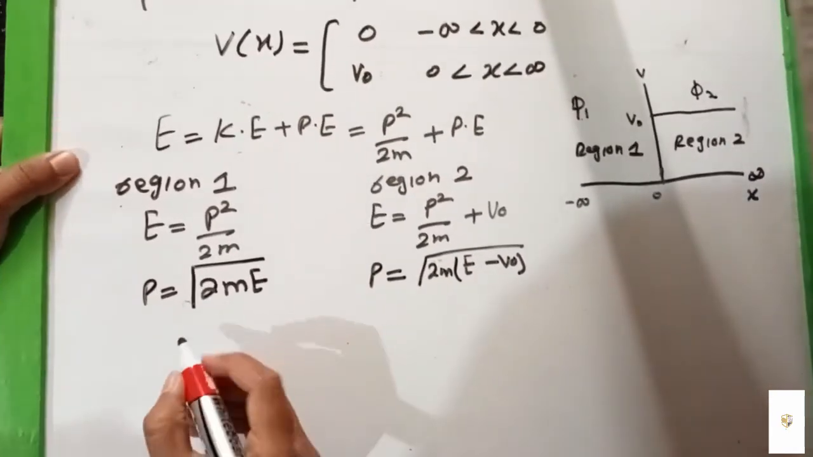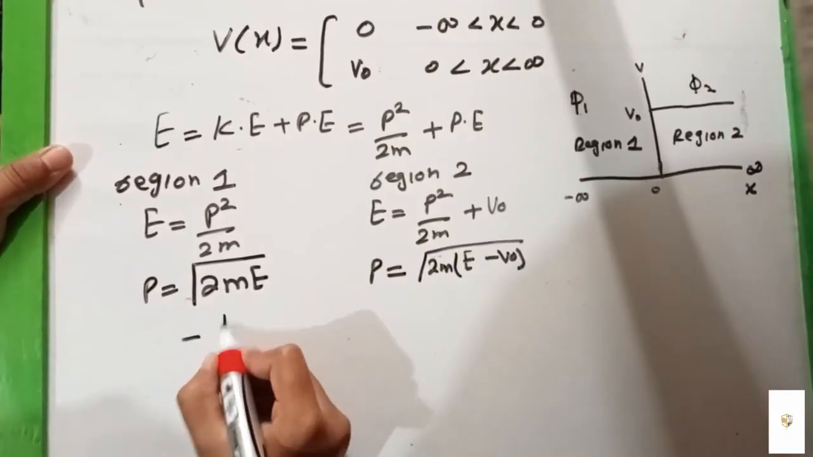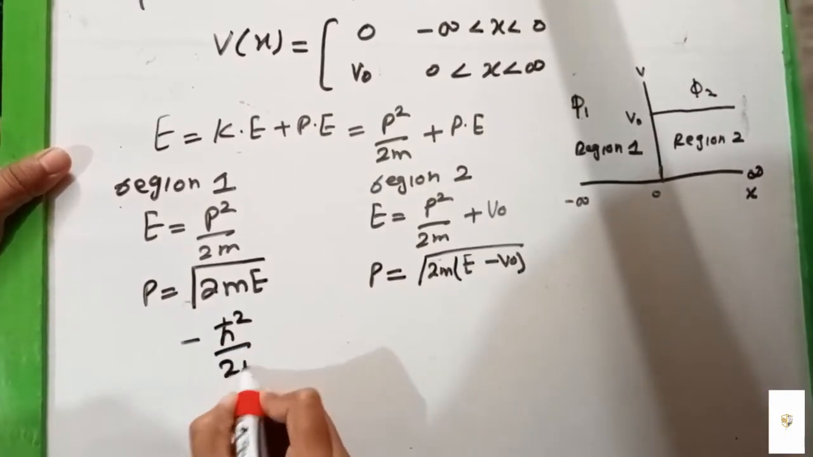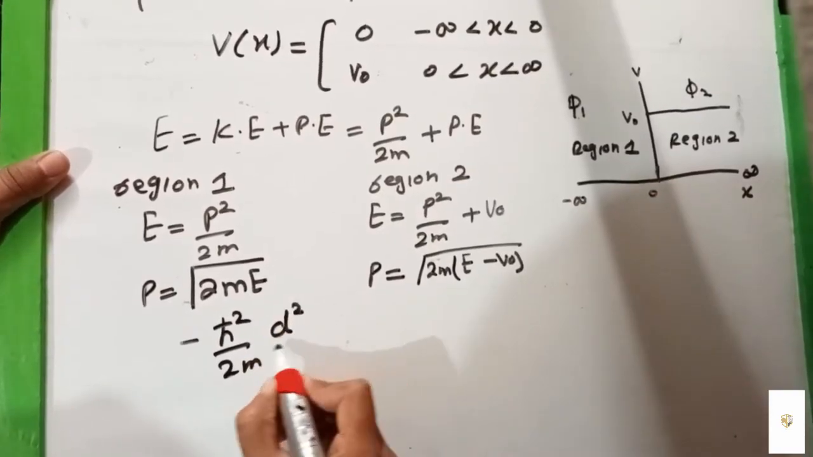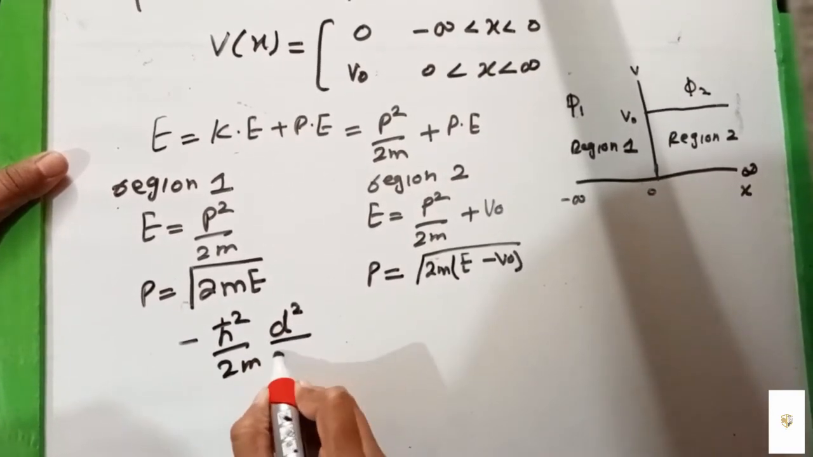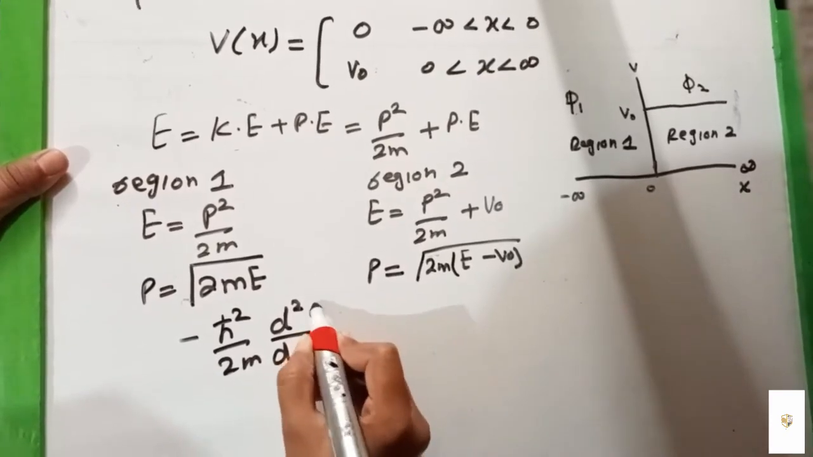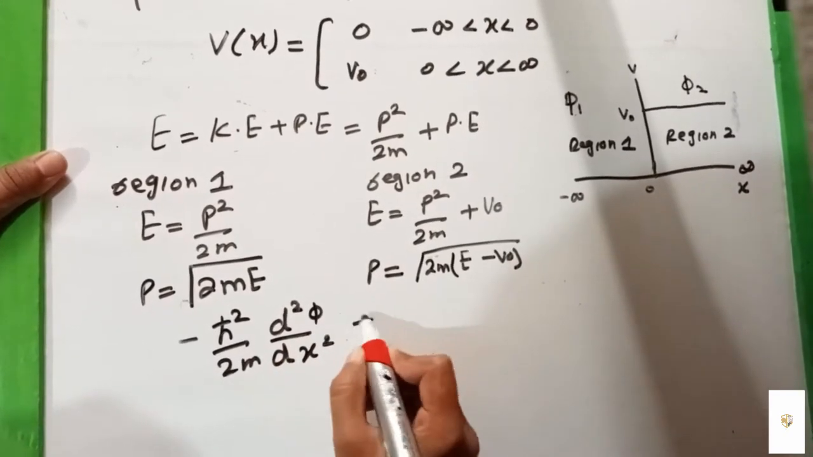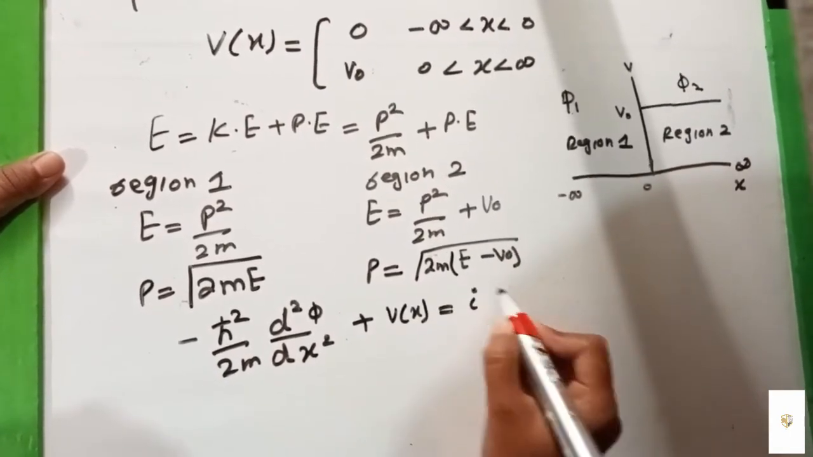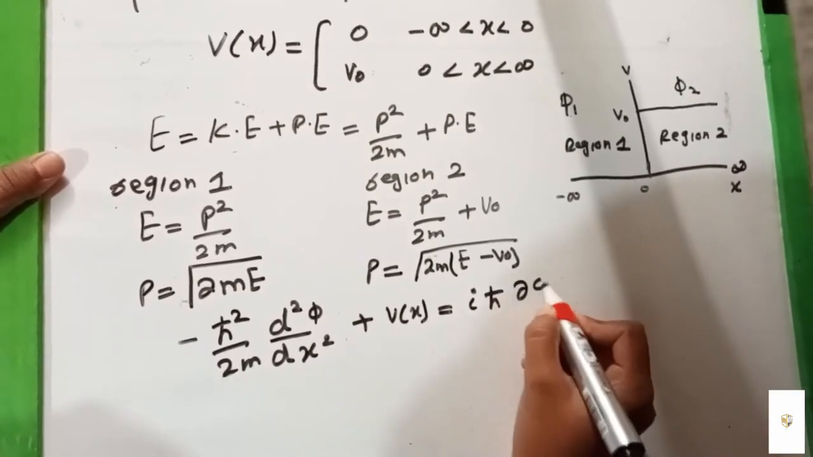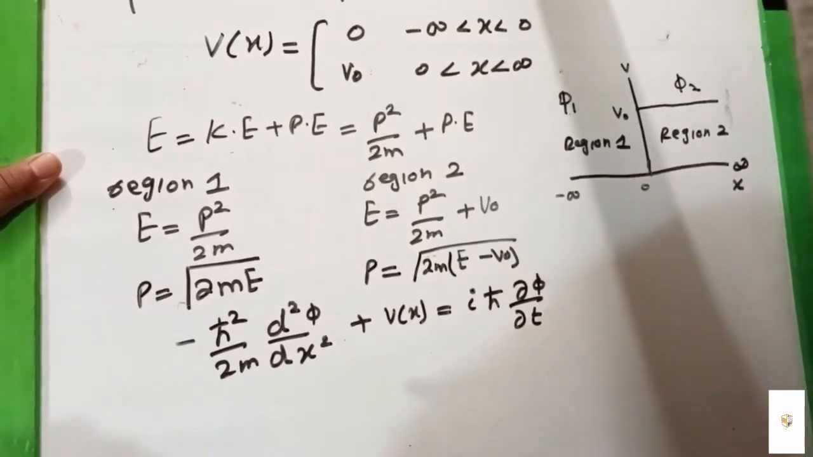We know the Schrödinger wave equation is minus h cut square over 2m d square phi over dx square plus V of x phi is equal to iota h cut partial phi over partial t.